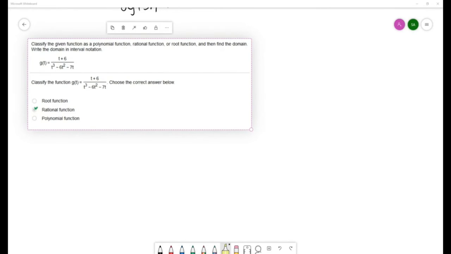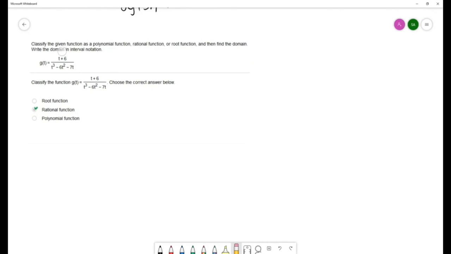Okay, on this one, it says classify the given function as polynomial, rational, or root, and then find the domain. So we've already got it marked as rational, and it is rational because it's got a variable in the denominator. To find the domain, we're going to take the denominator and we're going to set it equal to 0.